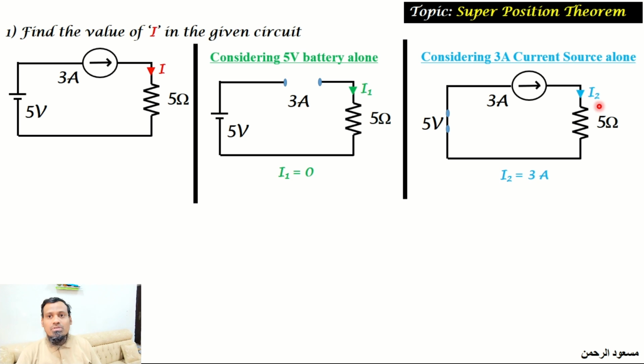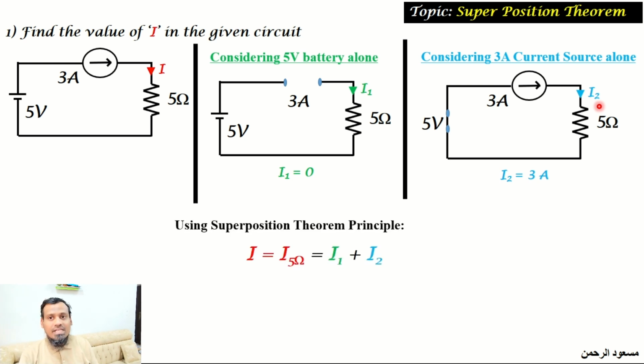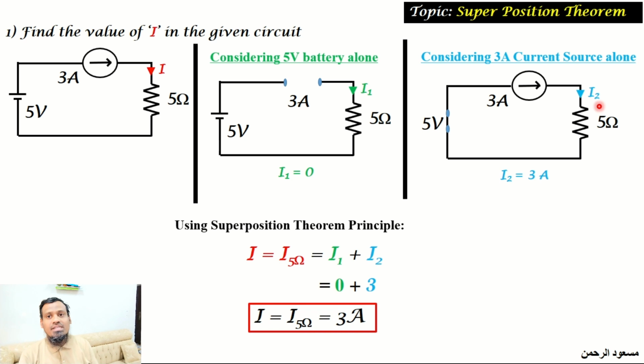Now, according to the superposition theorem principle, we have to do the algebraic summation of these individual results to get the total current through the 5 ohm resistance, which is done as given here. The current through the 5 ohm resistance I is equal to I1 plus I2, which is equal to 0 plus 3, and the total current through the 5 ohm resistance by considering all sources is equal to 3 amps. This is how we use the superposition theorem to find the voltage across or current through a particular circuit element.